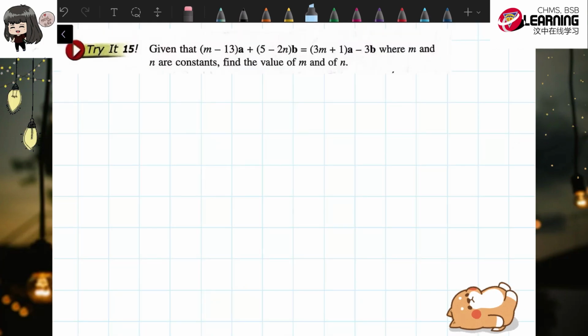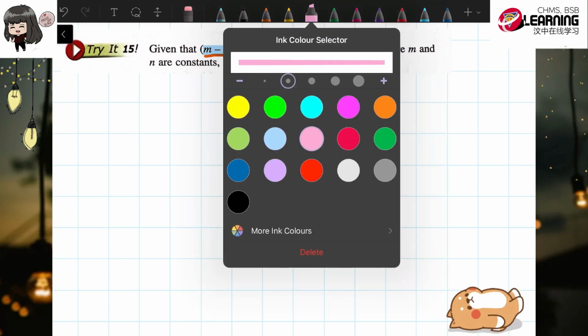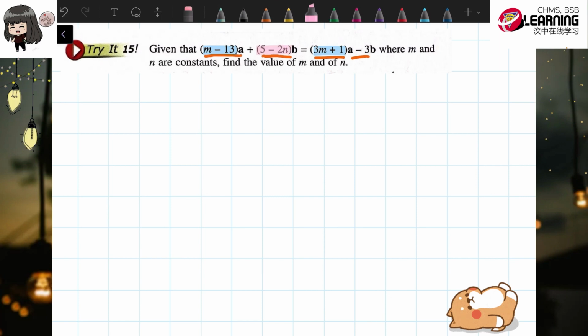Let's look at try 15. This will be our last try it. Given that you have a vector of A, and this is the coefficient of the vector of A, this is the coefficient of vector of B, and this is for A, this is for B. Basically, you want to find M and N. This vector A here and this vector A here, you can compare the coefficient. This one equals to this one. And as for the coefficient of B, the number or unknown in front of the B, equals to this. This whole thing. So we're going to solve that.